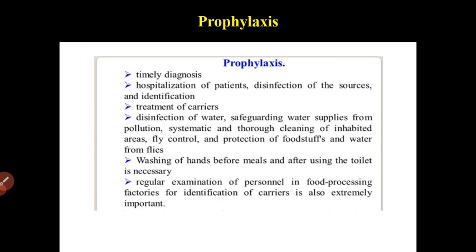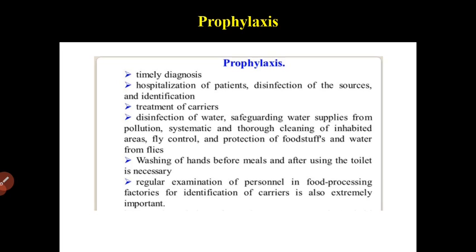Prophylaxis. It should be timely diagnosed. Hospitalization of patient, disinfection of the sources and identification should be carried out. Treatment of carriers should be done because carriers can be asymptomatic also sometimes.